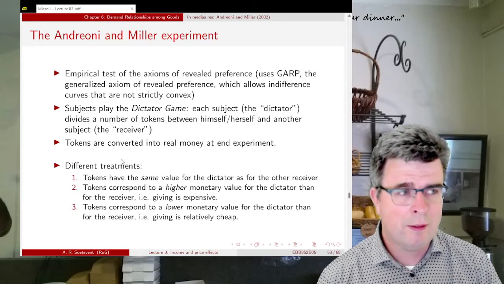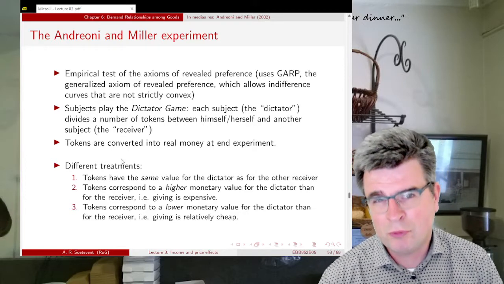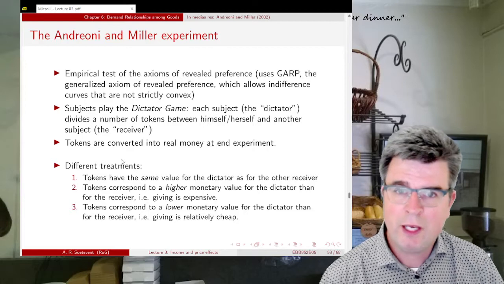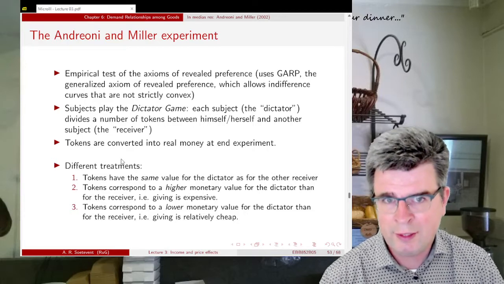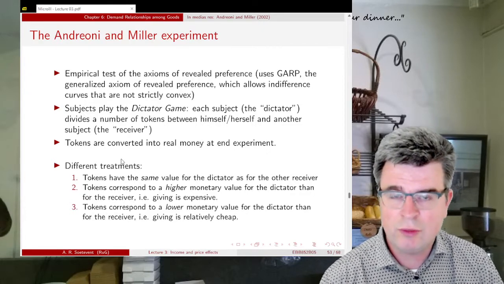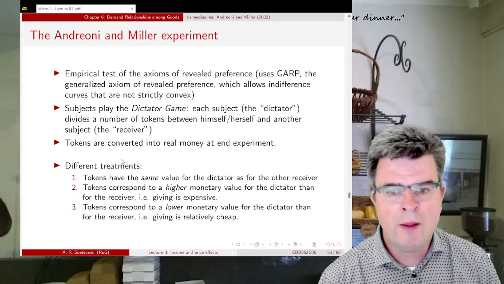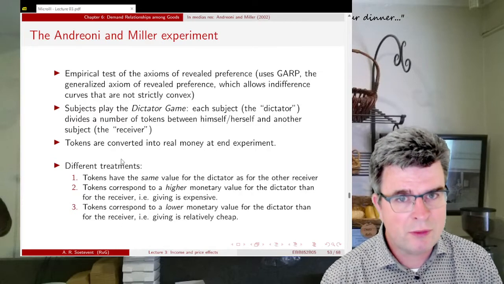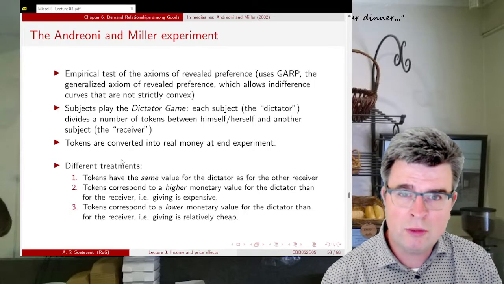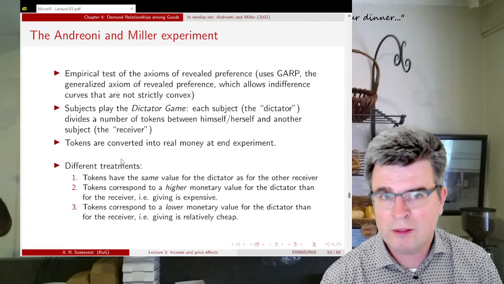So the dictator might think, okay, the receiver also needs some real money at the end. But if I give away one of my tokens, which is valuable to me, it will not give the receiver a lot of money at the end of the experiment. So every token that I give away is very expensive. In a third treatment, it's the other way around. There, the tokens represent a lower monetary value to the dictator. So he might not care that much about keeping the tokens or giving them away to the receiver, who can exchange them for a relatively higher sum of money.